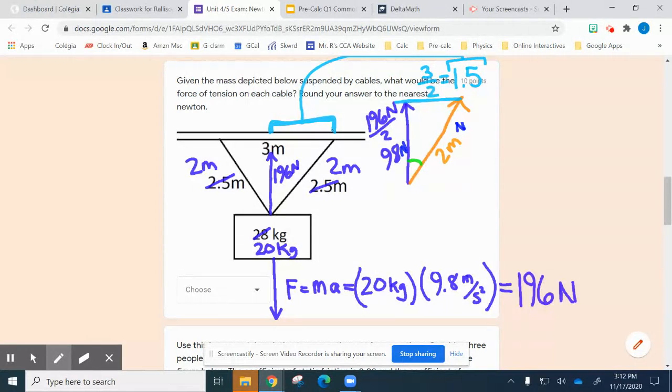So this is a right triangle with a 2 meter hypotenuse and a 1.5 meter leg. And now we got to think back to our trig functions. And I'm sorry, but you just never get away from trig functions when you're dealing with things like force and all that stuff. So we got to remember SOH, CAH, TOA, right? The sine of the angle is the opposite over the hypotenuse. The cosine of the angle is the adjacent over the hypotenuse, and the tangent of the angle is the opposite over the adjacent.